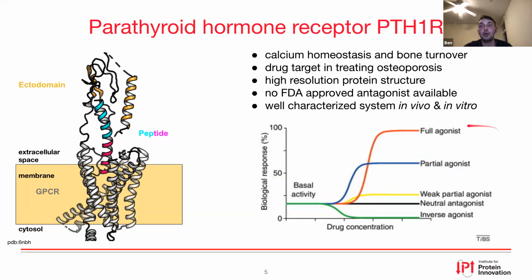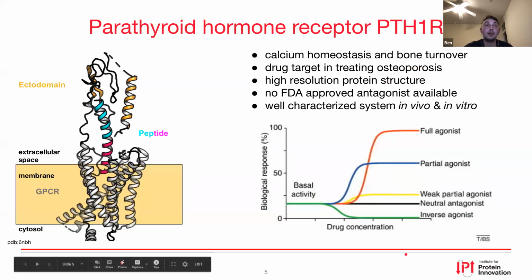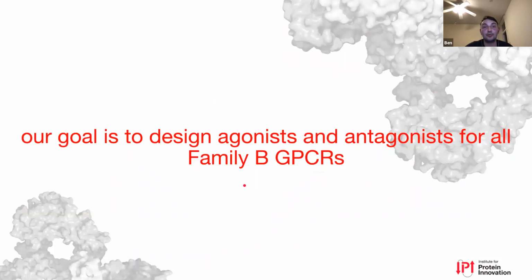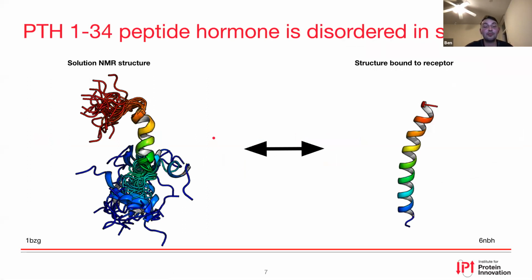Just for terminology, if I talk about an agonist, I'm referring to a full agonist. If the agonist is bound to the receptor, it leads to 100% biological response. An antagonist is a molecule that doesn't result in any response when bound to the receptor. So our goal is to make agonists and antagonists for all family B GPCRs. It is challenging for several reasons.